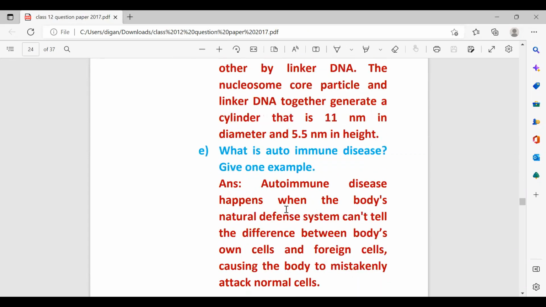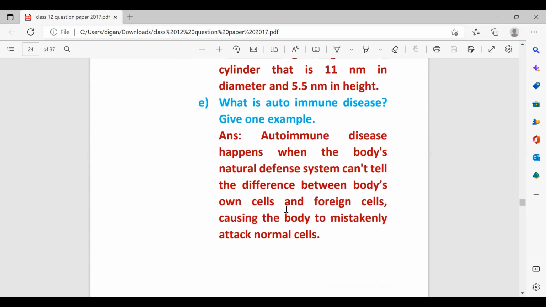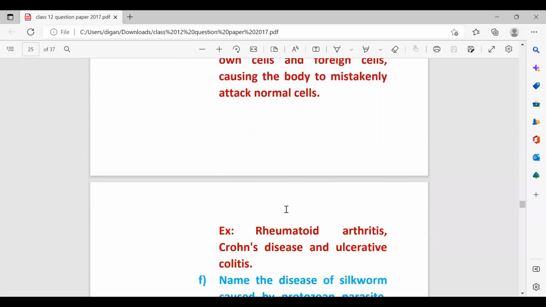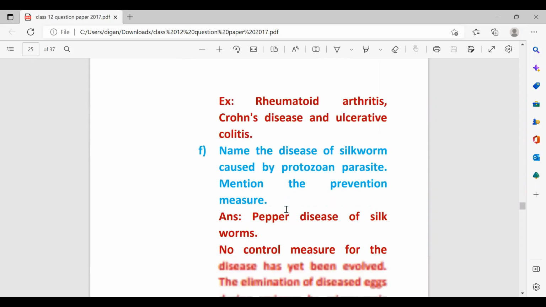Next, what is an autoimmune disease? Give an example. It is a disease in which the body's natural defense system cannot tell the difference between the body's own cells and a foreign cell, causing the body to mistakenly attack the normal cells. It means the body's immune system cannot determine which is the body cell and which is the foreign particle.